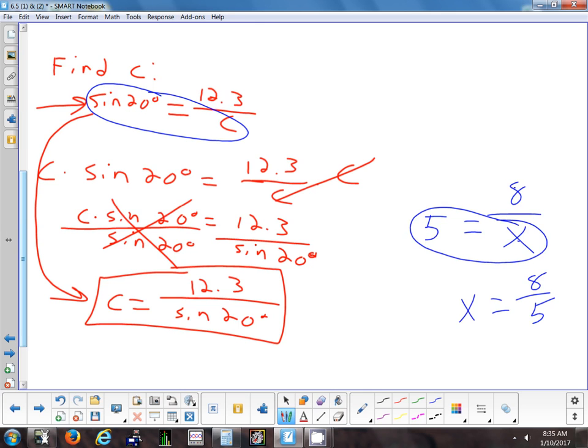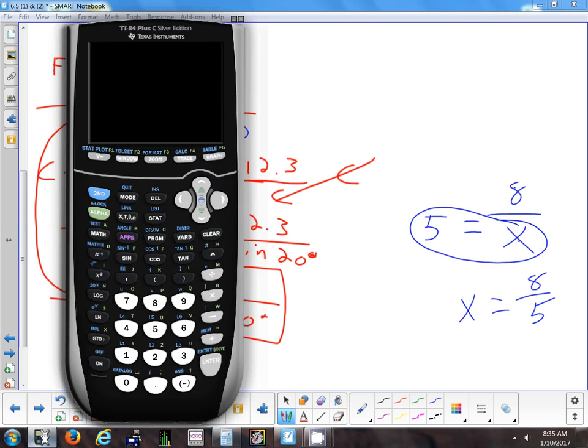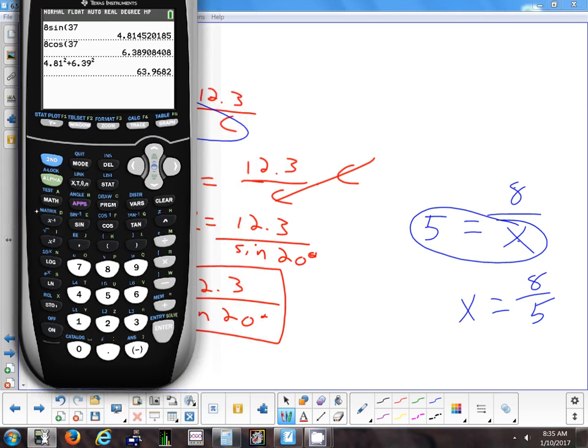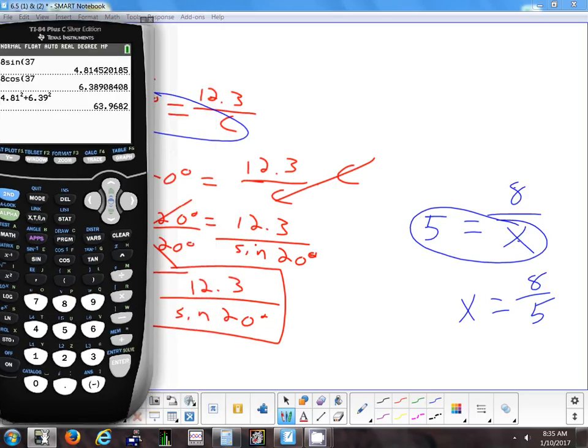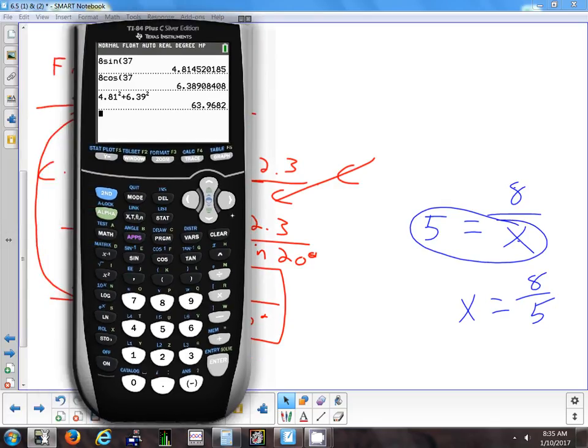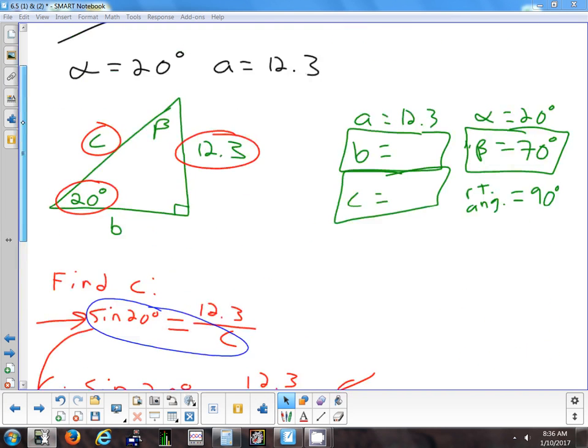All right, so we've got C. Let's type it in. And the way we're going to type it in, we're not going to round off sine of 20 at all. In fact, I will never know what the sine of 20 is in this problem, okay, because I'm going to type it in like this. 12.3. And just have the calculator find the sine of 20, put it in the denominator, do the whole thing, give me the final answer. So it's 35.96.